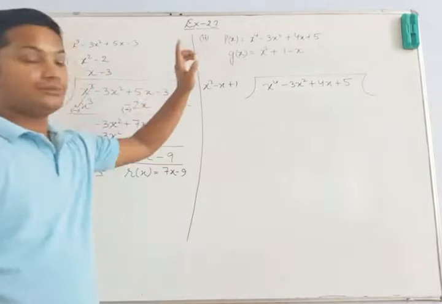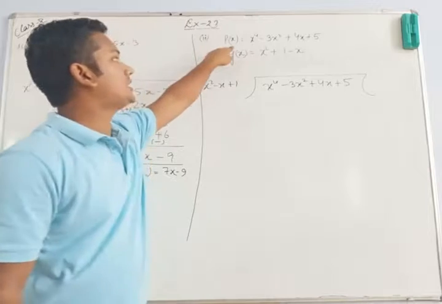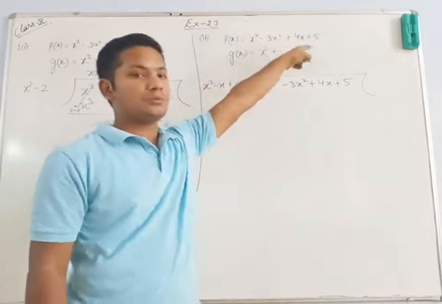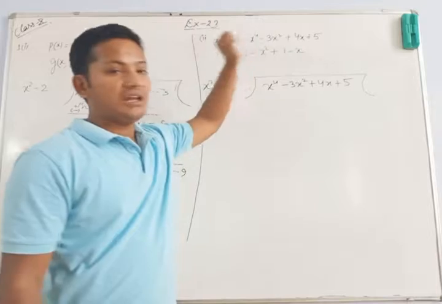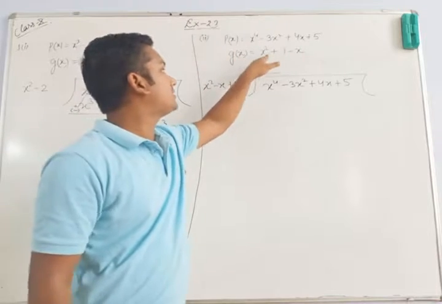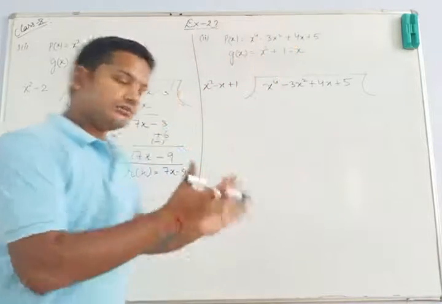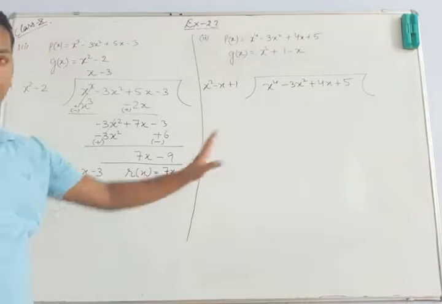Now the second one question. Here px is what? X raised to the power 4 minus 3x square plus 4x plus 5 and gx, our divisor is given as x square plus 1 minus x. Again we have to find out qx and rx in this also.